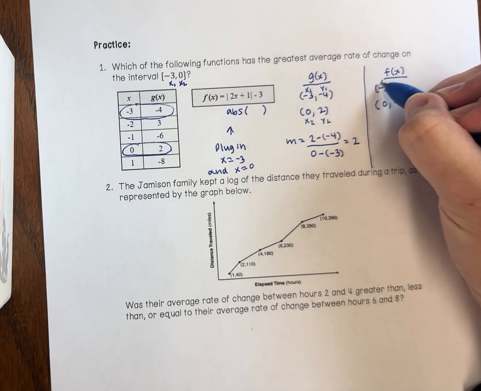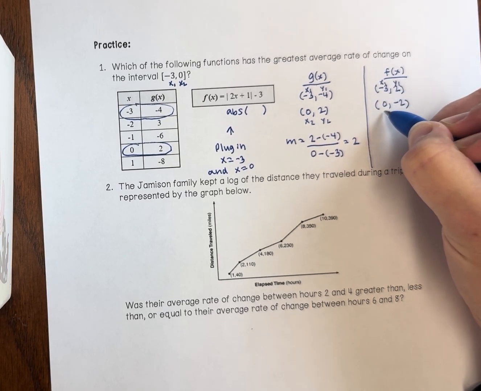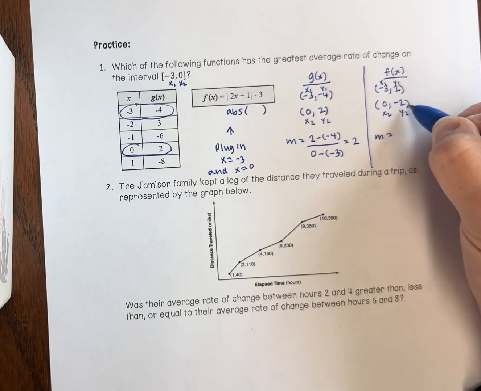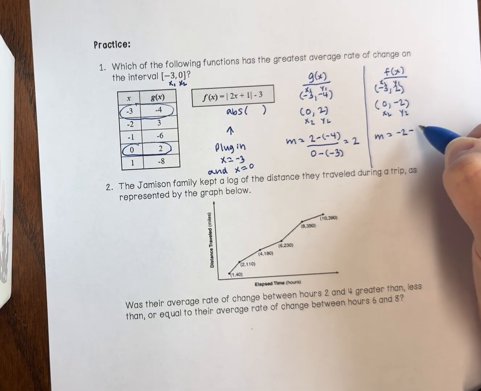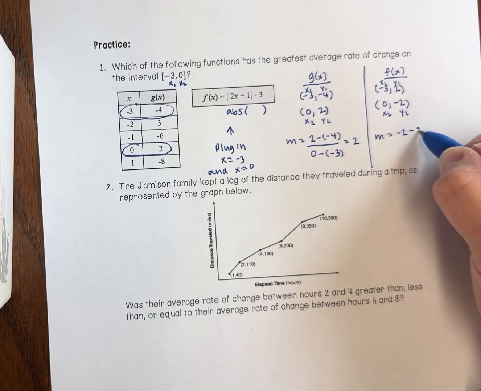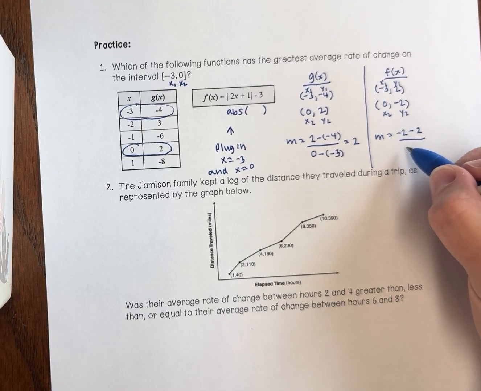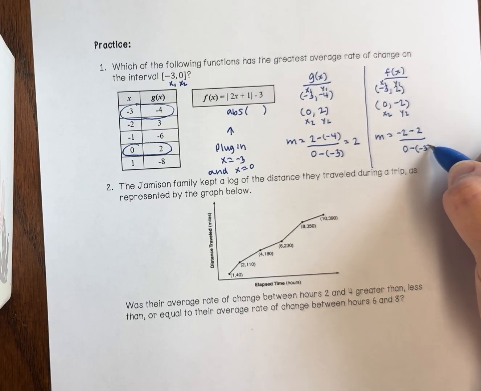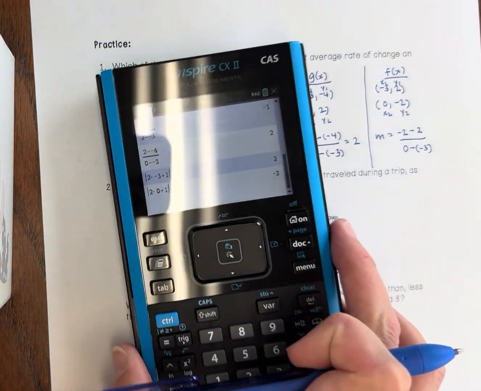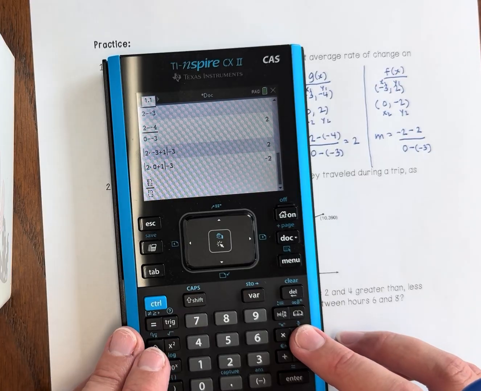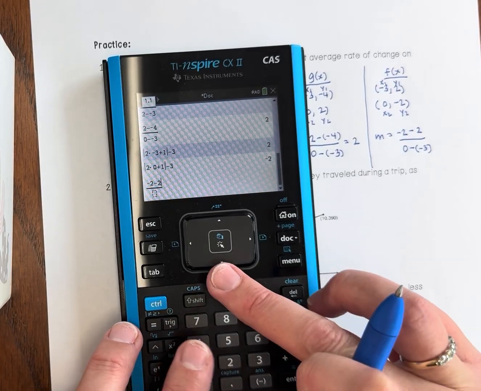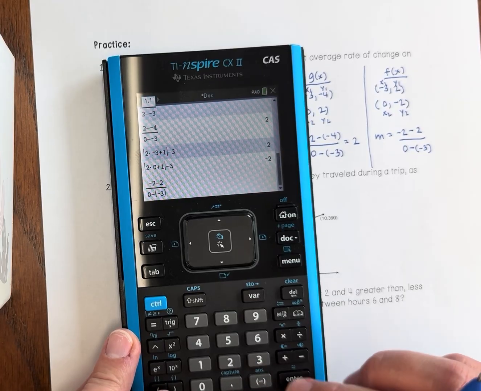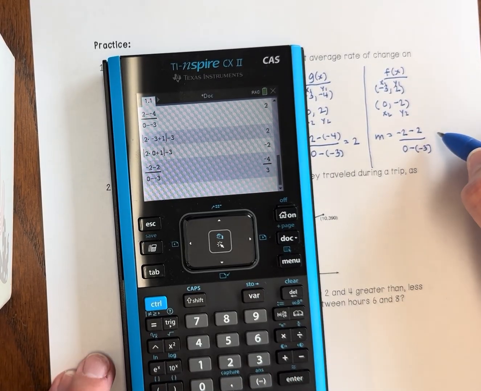And now we have our points, x1, y1, x2, y2. So we're going to do y2, which is -2, minus y1, which is 2, over x2, which is 0, minus x1, which is -3. -2 minus 2 is -4, and 0 minus -3 is +3. We have -4/3.